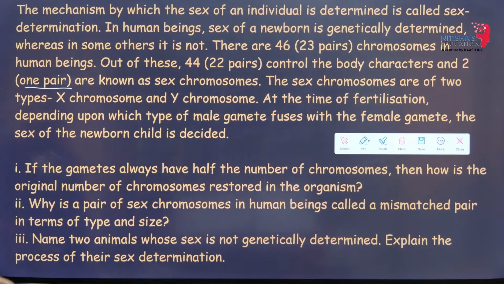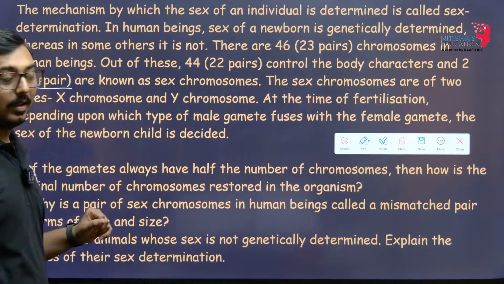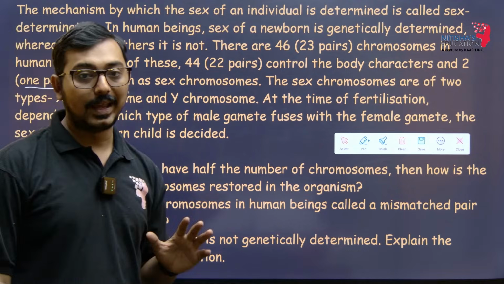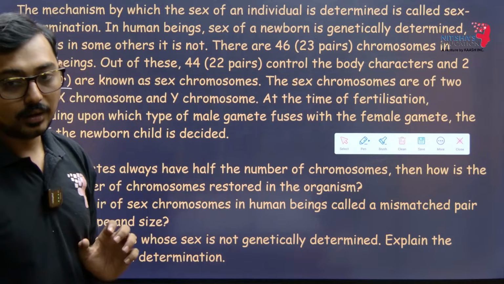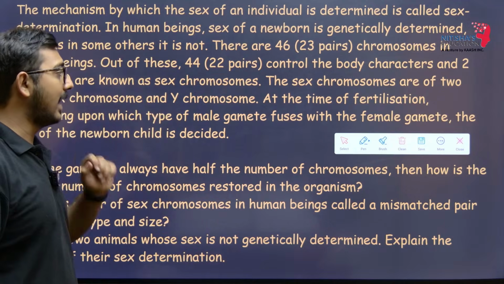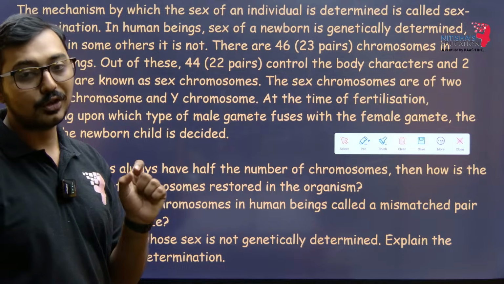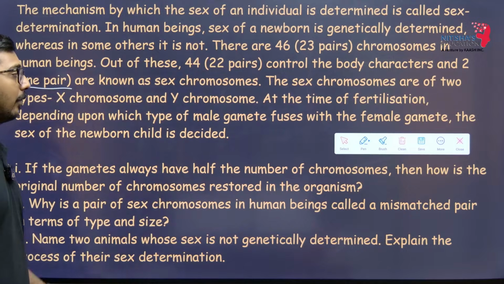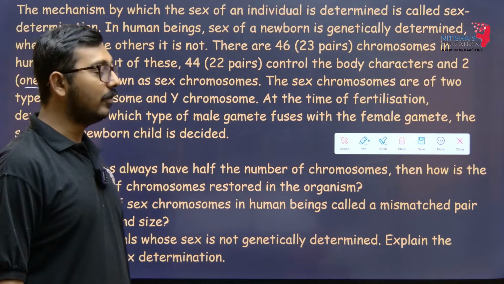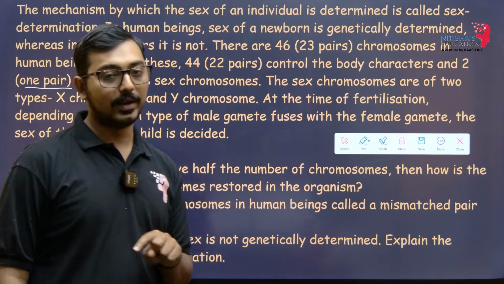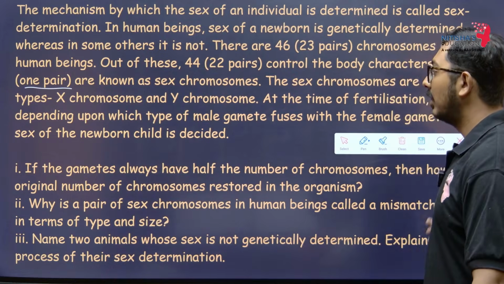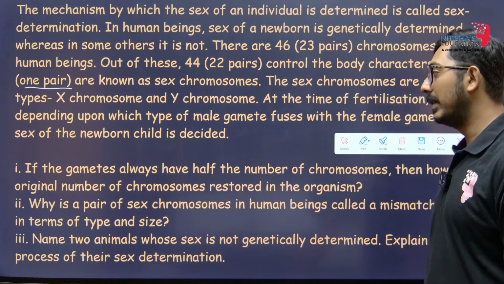The sex chromosomes are of two types, X and Y. Only X's are found in female, and for male it is X and Y, where Y is a little bit shorter than X. At the time of fertilization, depending upon which type of male gamete fuses with the female, because male has both X and Y, where Y is the shorter one, the sex of the newborn child is decided.